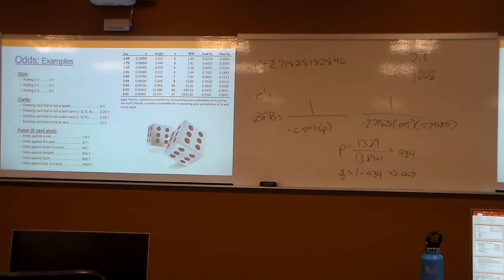If we're drawing cards and I want to draw a card that's not a spade, that's about 3 to 1 odds, right? I can draw a diamond, a heart, or a club. Drawing a card that's not an ace is 12 to 1 odds. So if I pull a card out of the deck, is it likely to be an ace? Nope. I'm actually 12 times more likely to pull something that's not an ace than an ace, right?